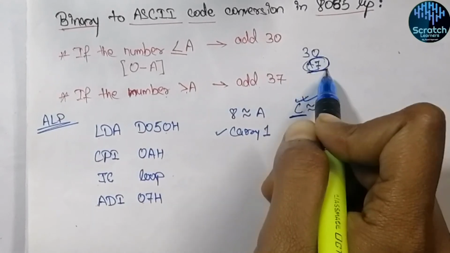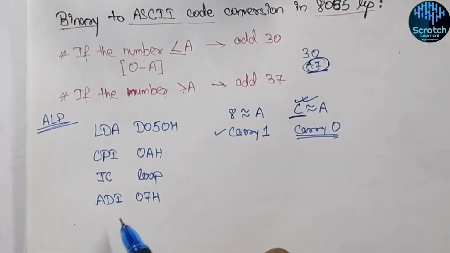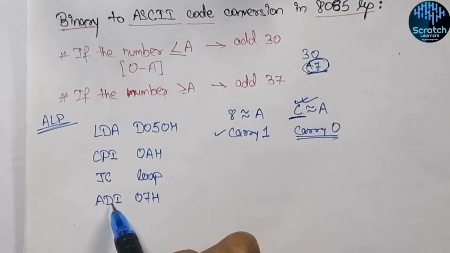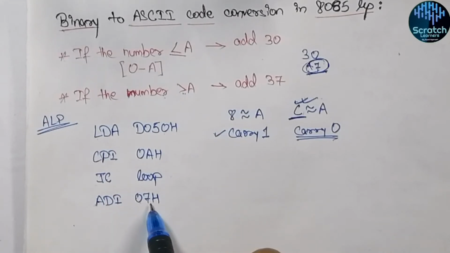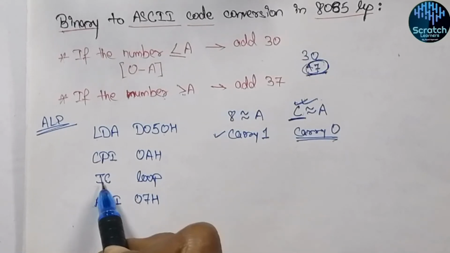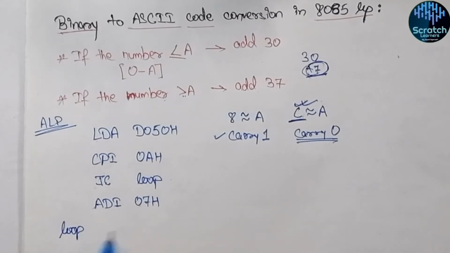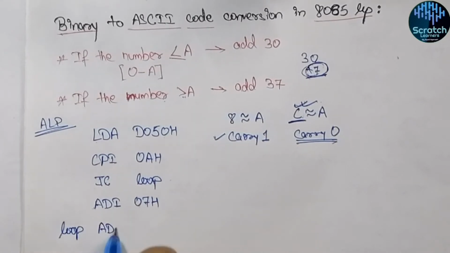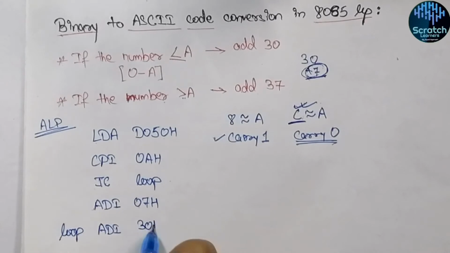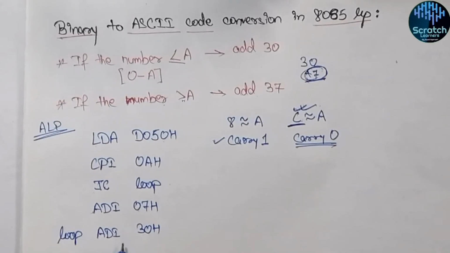We need to add 7 if the number is greater than A, and that's what we are doing here. So if a carry is not generated, then we are adding 7 hex with the content of accumulator. But if a carry is generated, then let's say the loop control will come here, and here we will add 30 hex with the content of accumulator. This is add immediate, right?